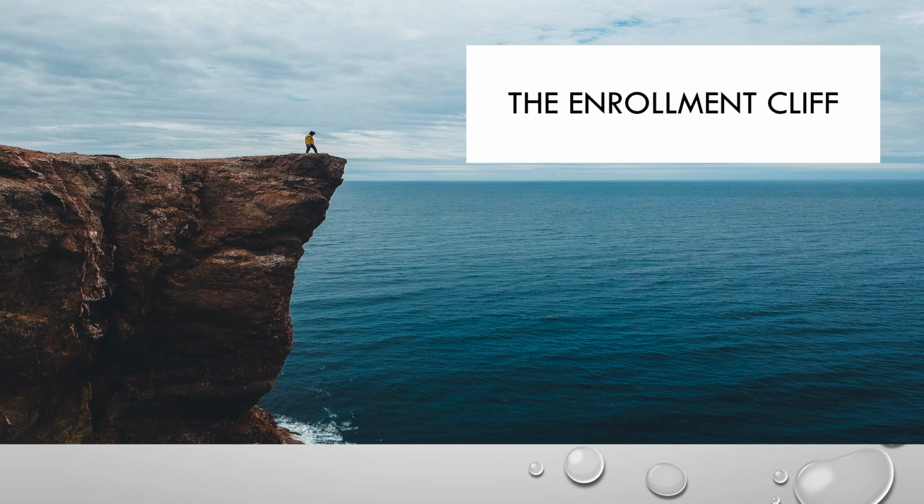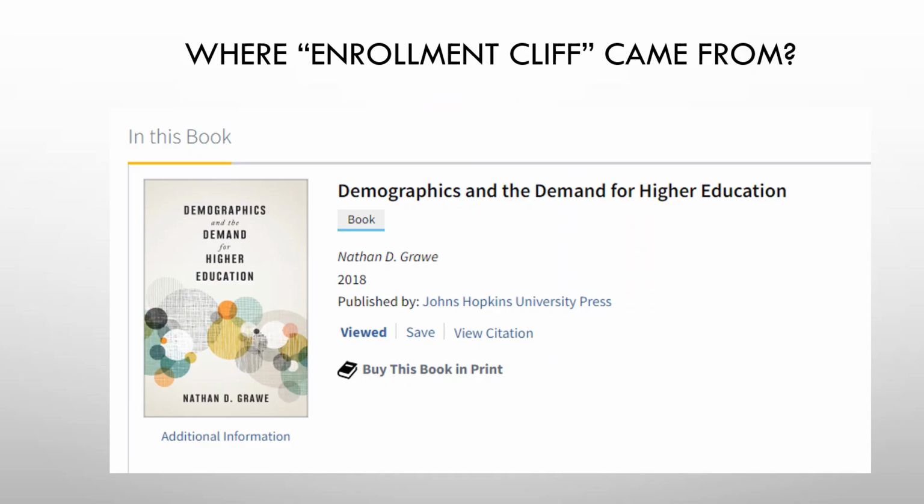Today's topic is the Enrollment Cliff. The Enrollment Cliff is the projected drop in the number of traditional-age college students across the United States. This decline is projected to be felt most dramatically from 2026 onwards. The theory was first suggested in this book, Demographics and the Demand for Higher Education, by Nathan Grawe.